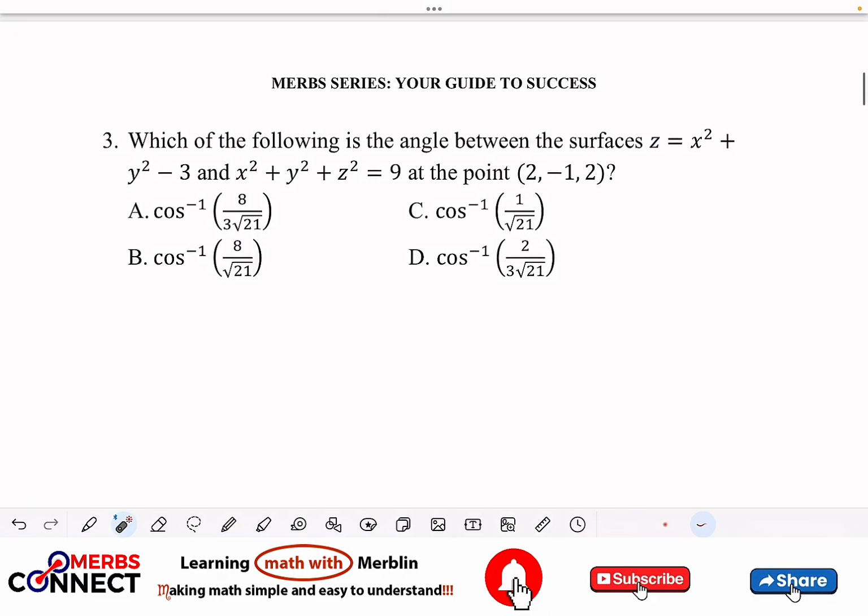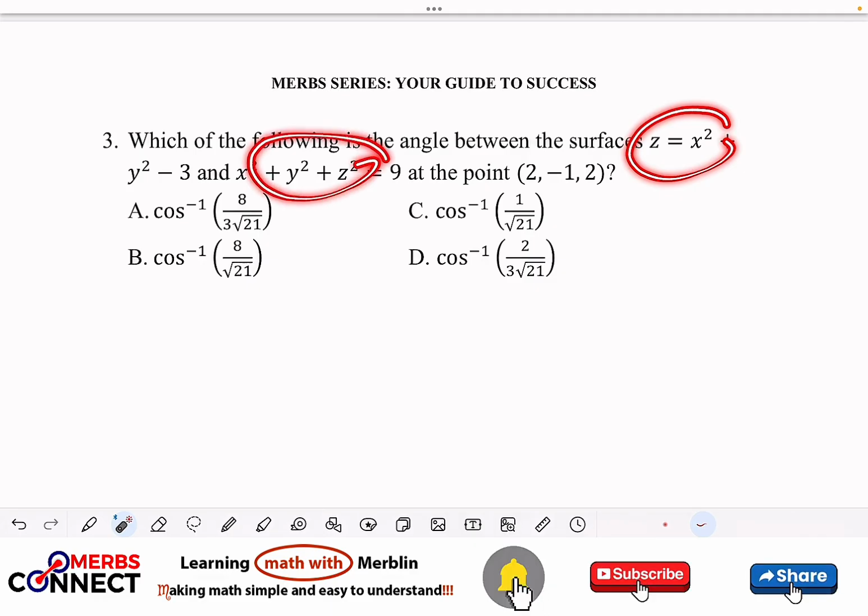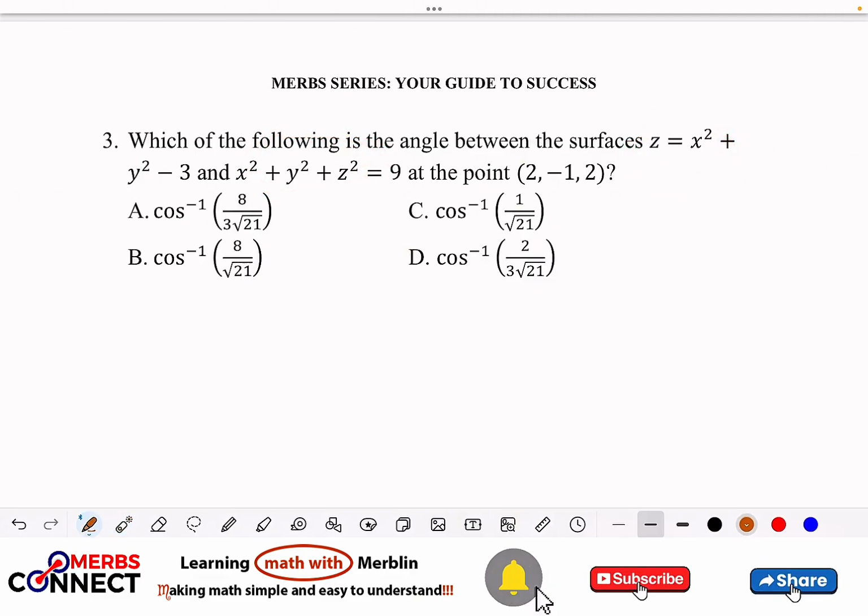Let's look at question 3. Now, which of the following is the angle between the surfaces? So these questions are basically, we need to be using the grad also here. So let's do that. First, let us move this function to this side, right? So that we are going to have x squared plus y squared minus z minus 3 is equal to 0.